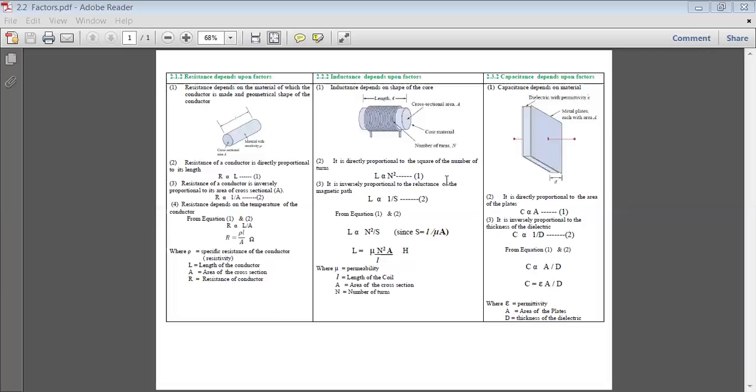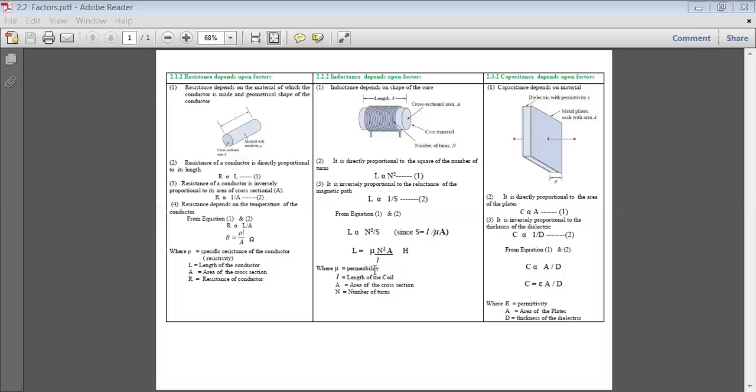Third one, it is inversely proportional to the reluctance of the magnetic path. We call it 1 by S. Inversely means 1 by S. This is equation 2. From equations 1 and 2, we get the formula L is equal to mu N square A by L. Here S is the reluctance, S is equal to L by mu A. Substituting S, we get the standard formula L is equal to mu N square A by L, where mu is called permeability, L is the length of the coil, A is the area of cross section, and N is the number of turns.